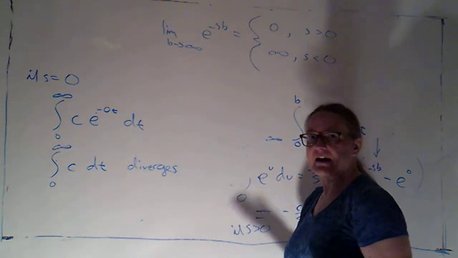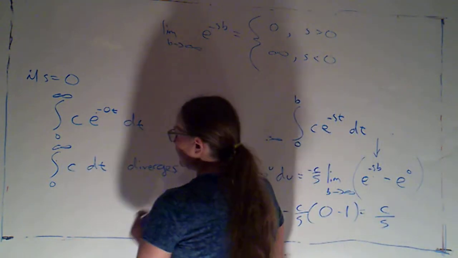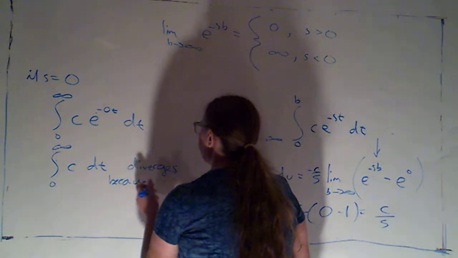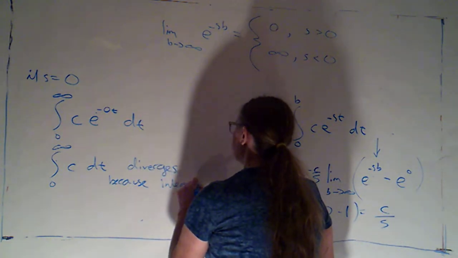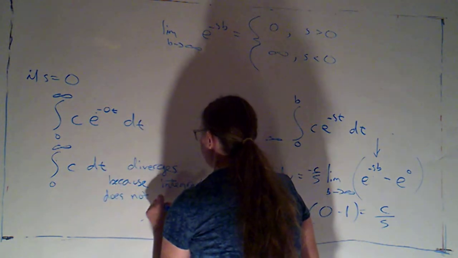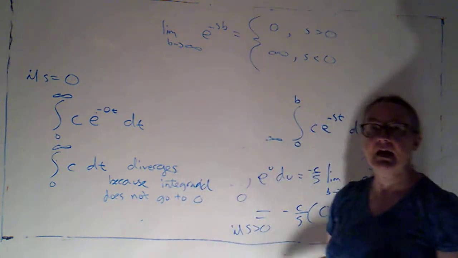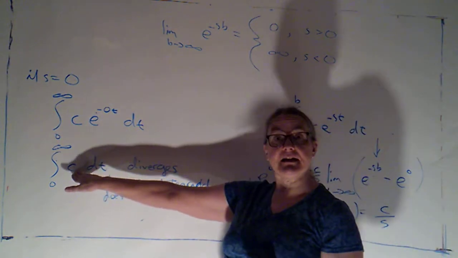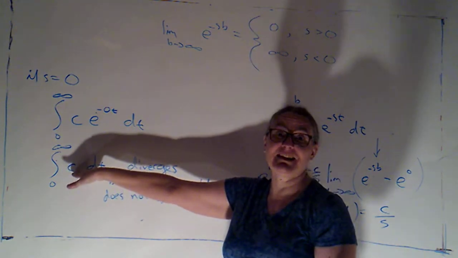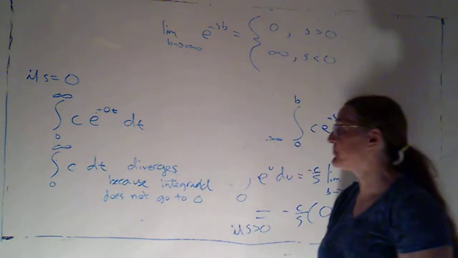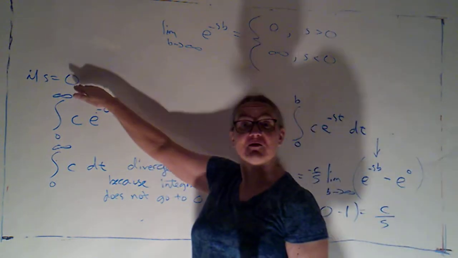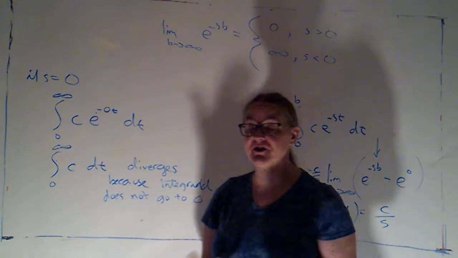Now, there are a couple of ways I could see it. I could really say it diverges by inspection, but I'm just going to say it diverges because the integrand doesn't go to 0. If I'm going to get a convergent integral, the integrand would have to go to 0 as t goes to infinity. That doesn't. It's busy being c, and we said that c was non-zero. So, now I know that if s is equal to 0, my integral diverges.